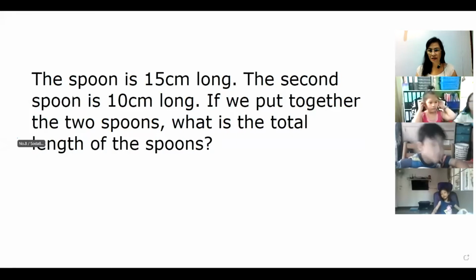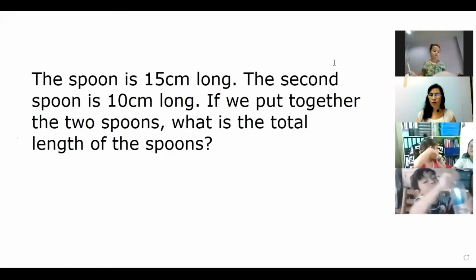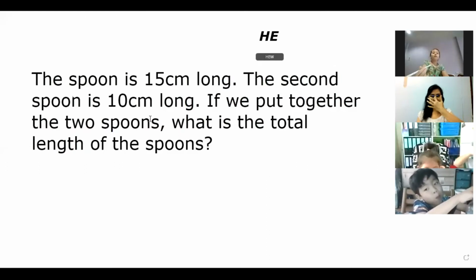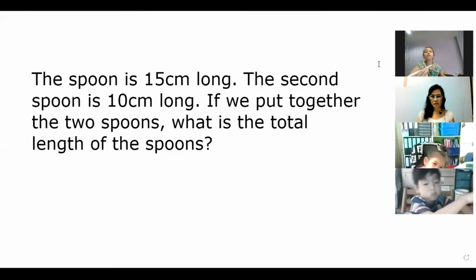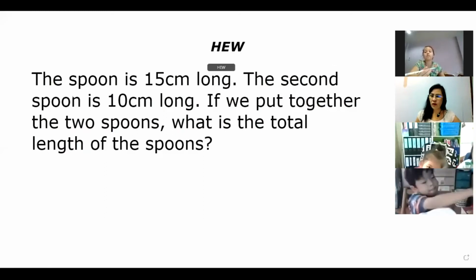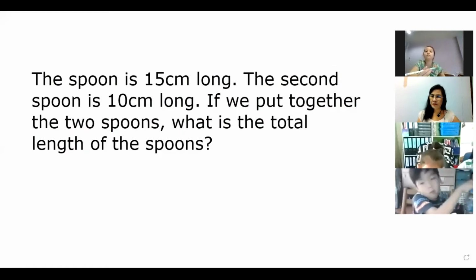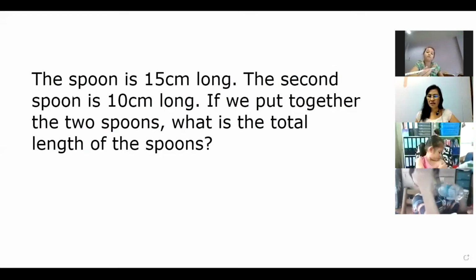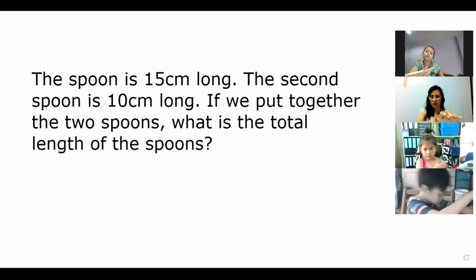Who will try to answer? Okay, Peace. You give first the numbers. Peace has raised her hand. 15 centimeters and 10 centimeters. Okay, and then what is being asked? What is the total length of the spoons? Okay, now what are you going to do? Are you going to add or are you going to subtract? Add. Okay, put it on the board. Kian, you write on the board.